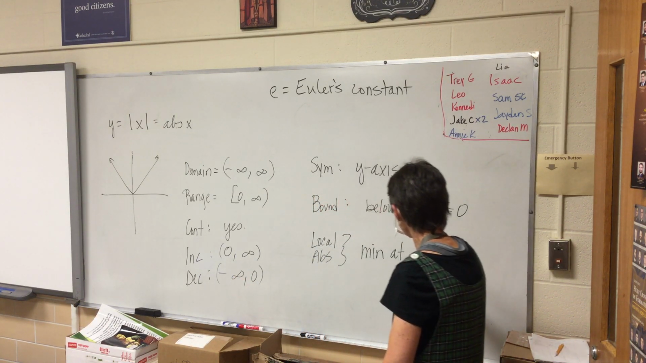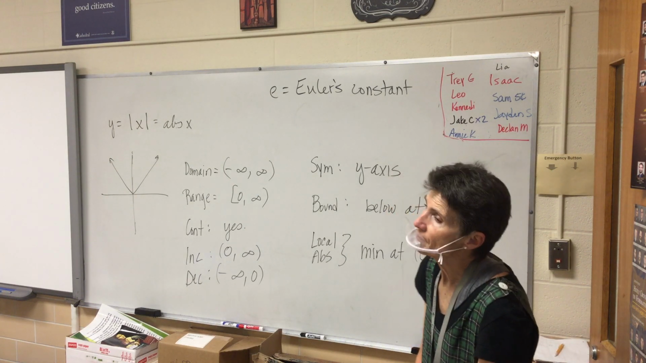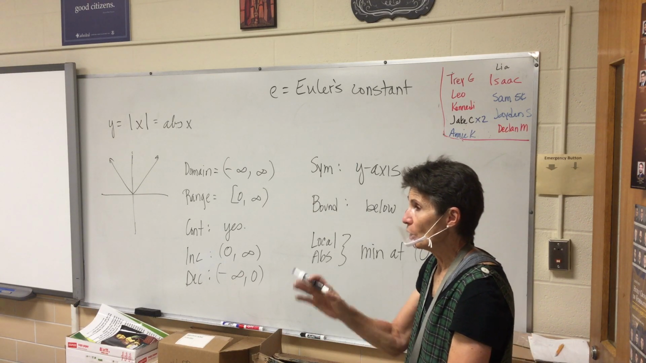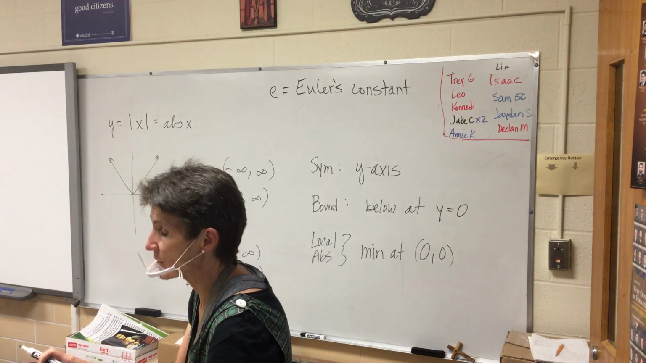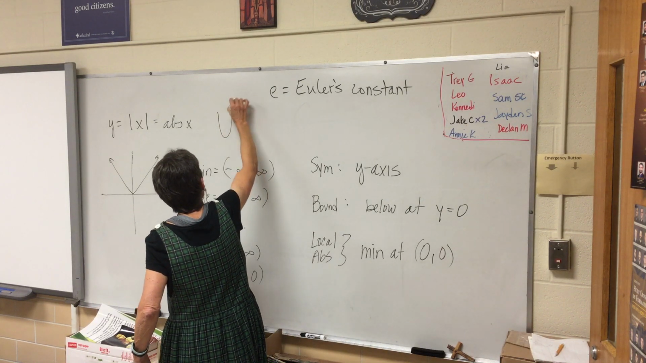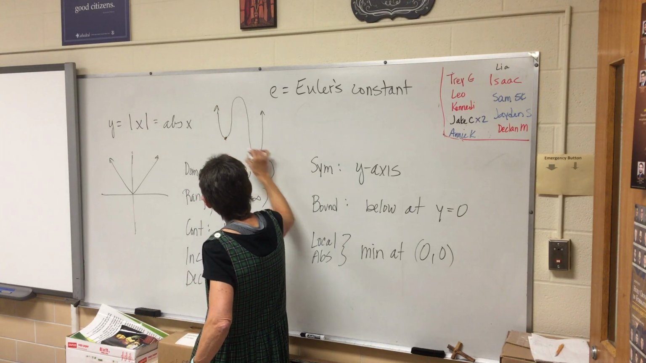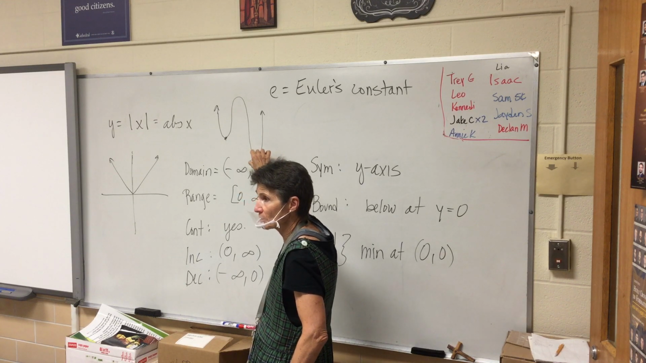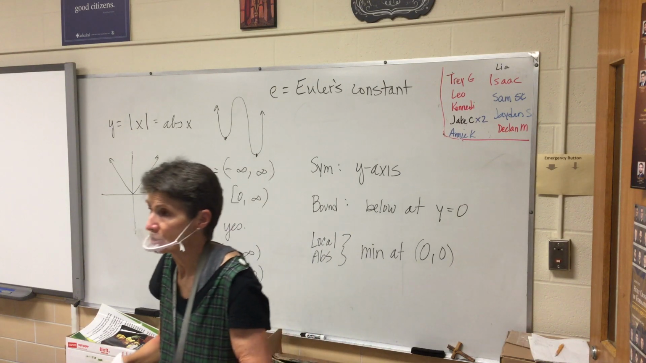Minimum at the origin. None of the basic curves are going to have local and absolute extrema that are different because they're just the basic curves. It's when we start making adjustments and getting weird things that look like this, that would have two local minimums, but that one would be the absolute. None of our basic curves have that kind of situation.